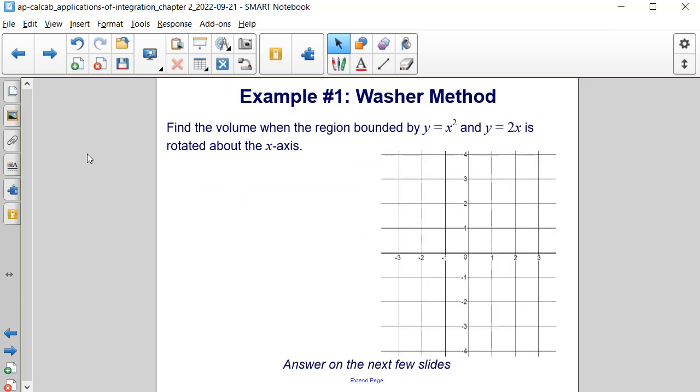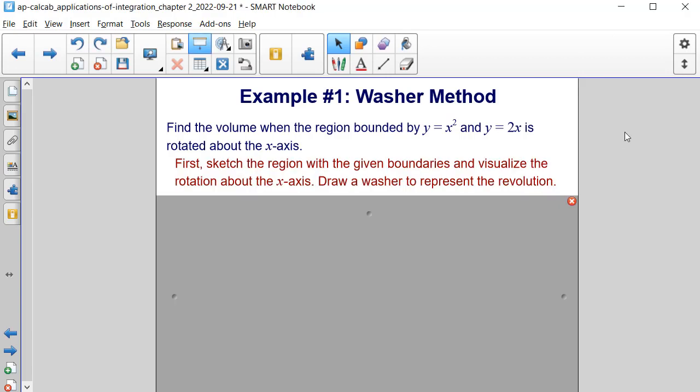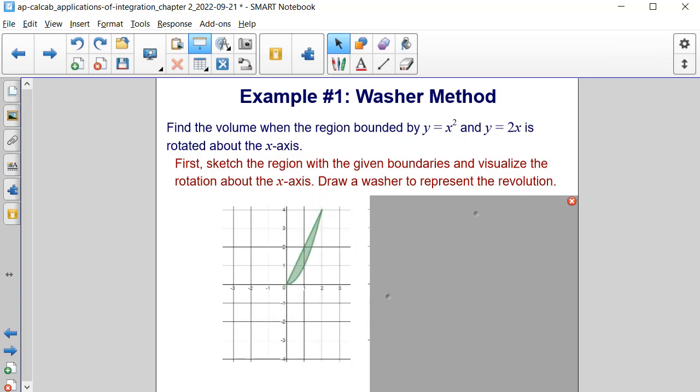Let's try an example. Find the volume when the region bounded by y is equal to x squared and y is equal to 2x is rotated about the x-axis. First, sketch the region with the given boundaries and visualize the rotation about the x-axis, and draw a washer to represent the revolution. So let's begin by drawing y equals x squared, which is a parabola, and y is equal to 2x, which is a line containing a slope of 2. So our graph is going to look something like this.